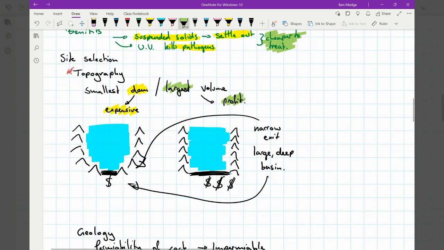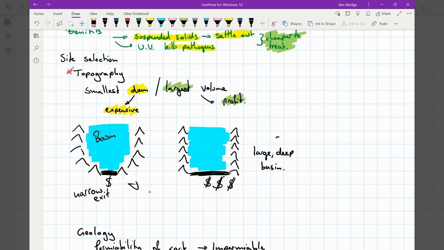So what we want is a topography where the hills form a large basin with a narrow exit. So I don't know why I've drawn it over there. That's a silly place to put it, isn't it? A narrow exit. And this means it costs a lot less to build. So it's cheaper.